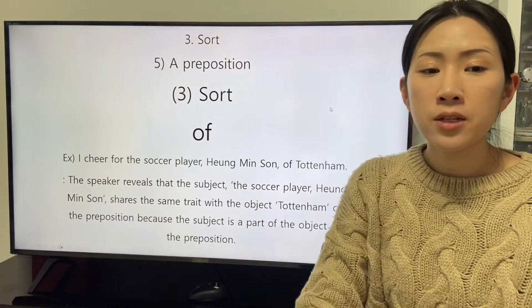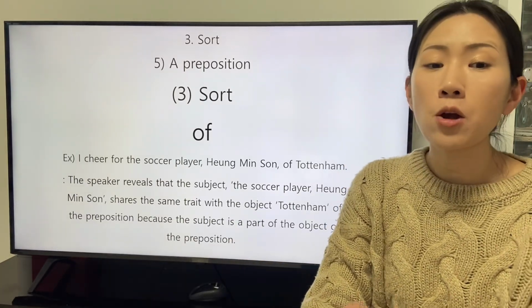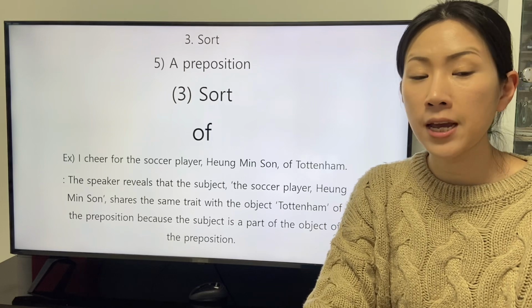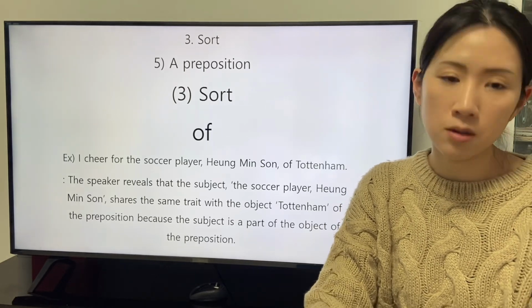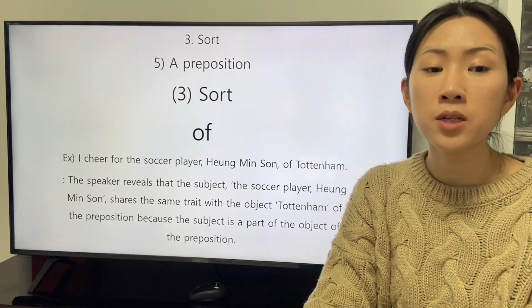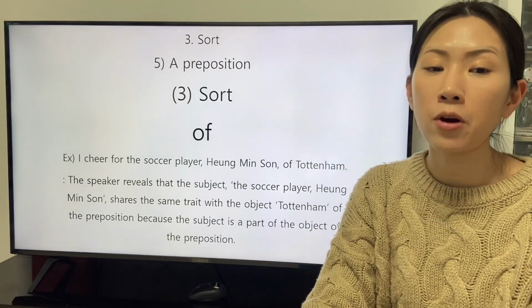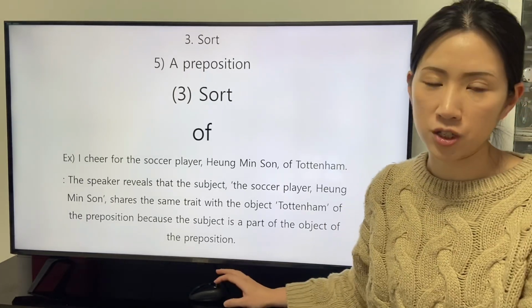The speaker reveals that the subject, the soccer player Heung-min, shares the same trait with the object Tottenham of the preposition because the subject is a part of the object of the preposition.